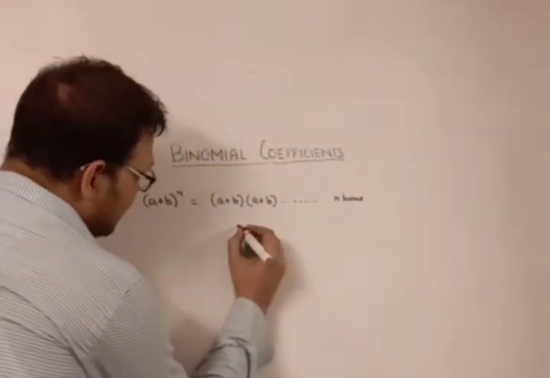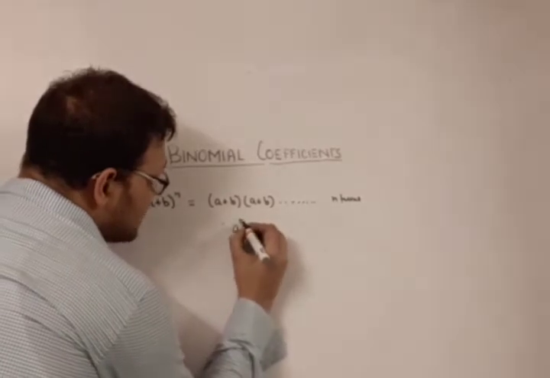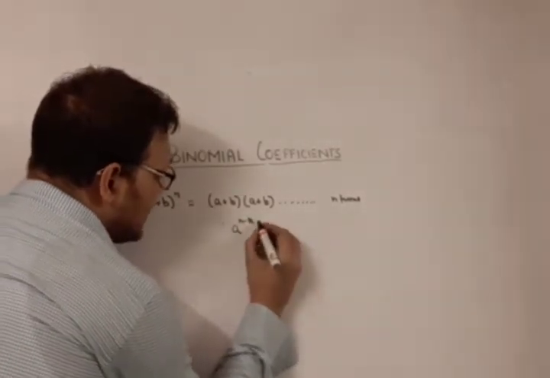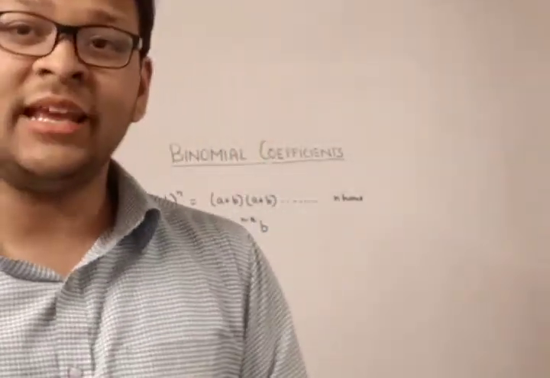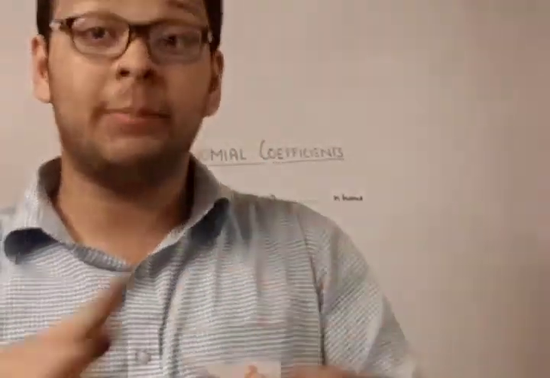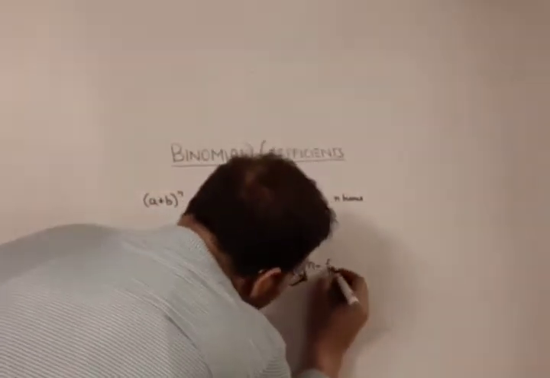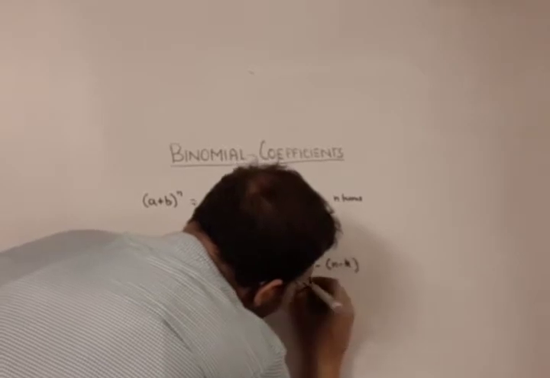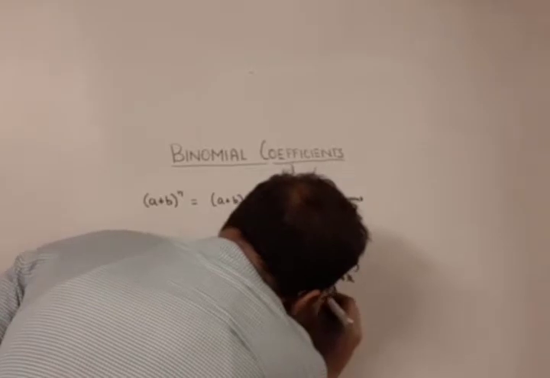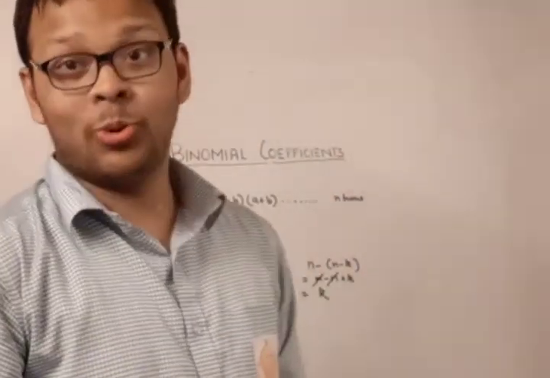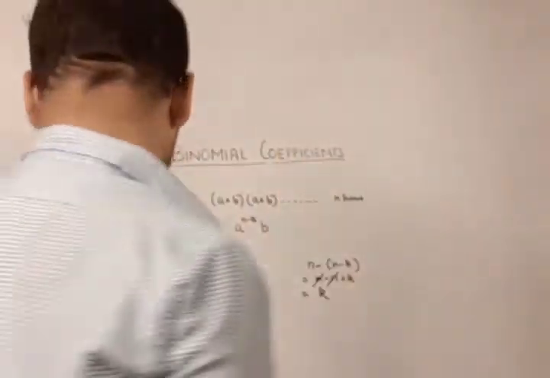So the power of A cannot be more than n. So you can see that if the power of A is n minus k, then what must be the power of B? There are only two terms. So if one quantity consumes n minus k, then what must the other quantity consume? N minus of n minus k. So n minus n plus k. The n gets cancelled out and you are left only with k. So the power of B must be k.